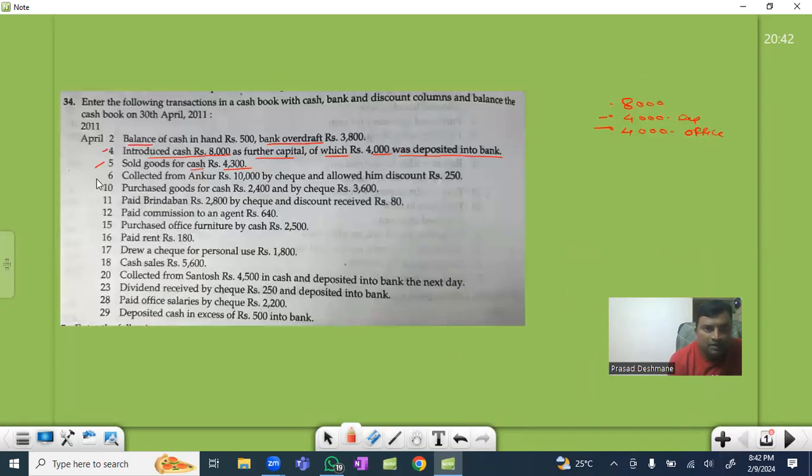Next. Date 6, collected from Ankur rupees 10,000, collected by check, and allowed him a discount of 250. Now see what happened to this Ankur check. Did they give any information about it? Read the whole sum. No. So what did I mention before starting the sum? If there's no further info given regarding the check which we received, it is presumed to be deposited on the same day, correct? So when we deposit on the same day, we can record in the bank column directly.